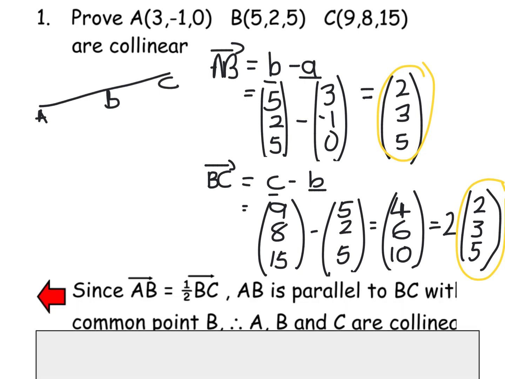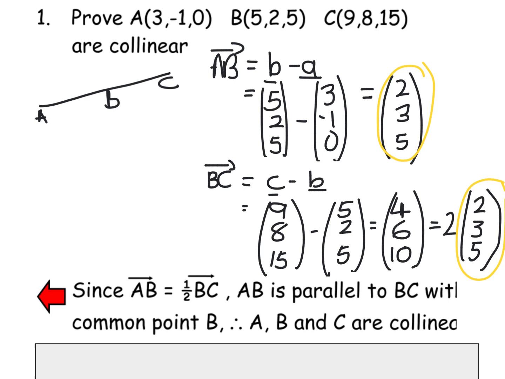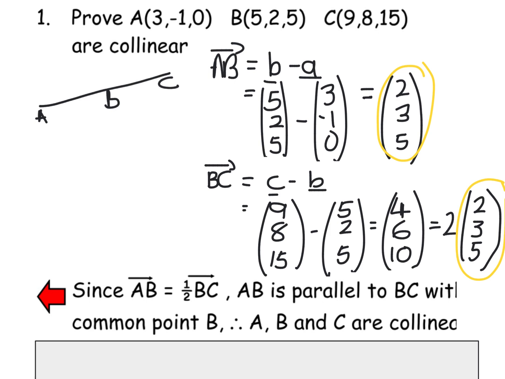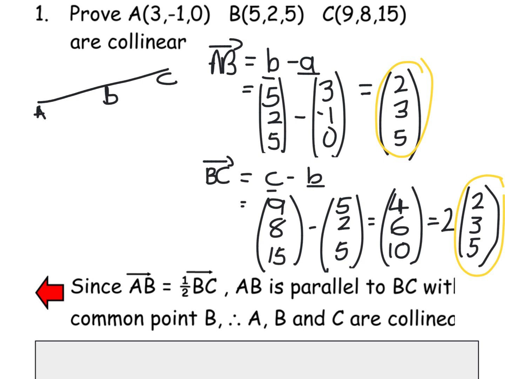So what I've written is, since AB equals half BC, so if you look, AB was only one of the vectors and BC was a multiple of 2 of the vectors, so we say it's a half. So since AB is half of BC, AB is parallel to BC. There's an H gone missing off my sentence, apologies there. With a common point B, therefore A, B, C are collinear. Now this is a heck of a sentence to remember, but it's one of those ones you have to write if you want to get full marks in your exam.